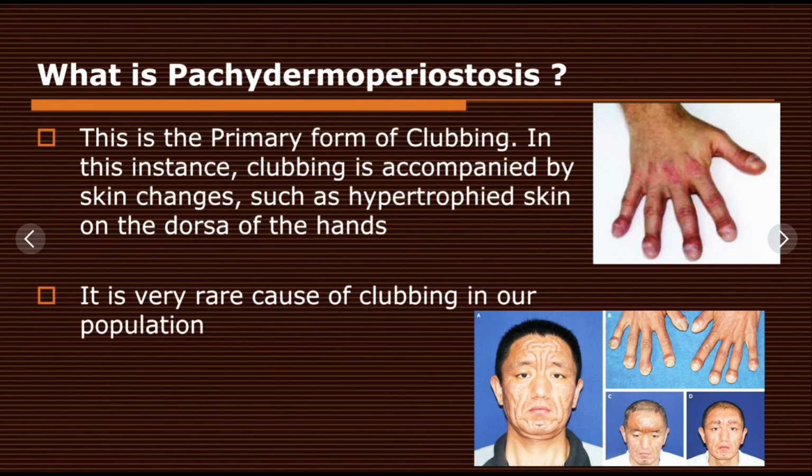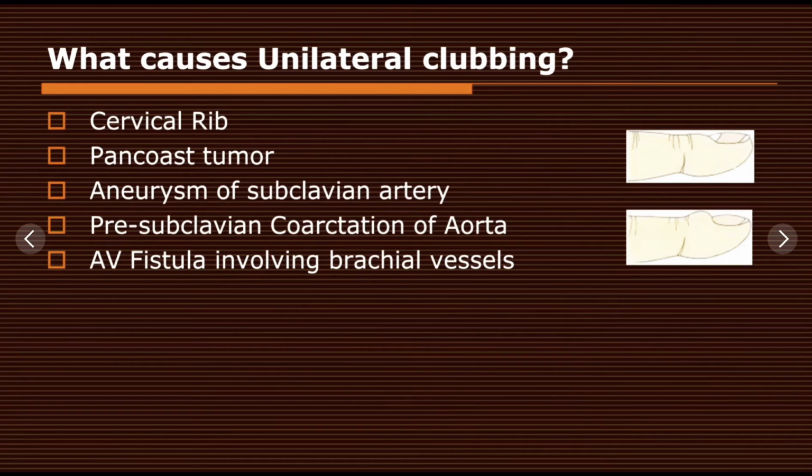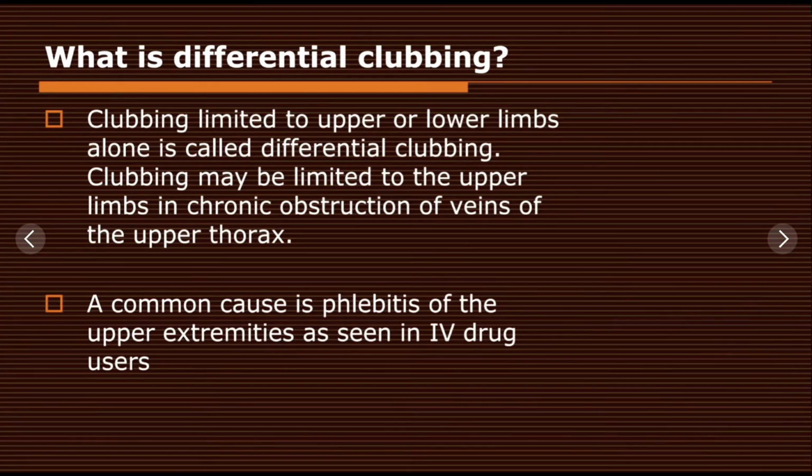What about pachydermoperiostitis? This is a primary form of clubbing. In this instance, clubbing is accompanied by skin changes such as hypertrophied skin and thickening on the dorsum of the hand. It is a very rare cause of clubbing in our population. What causes unilateral clubbing? They are telling cervical rib, Pancoast tumor, aneurysm of the subclavian artery, pre-subclavian coarctation of the aorta, and AV fistula involving brachial vessels will lead to unilateral clubbing. So it will be because of a unilateral cause only.